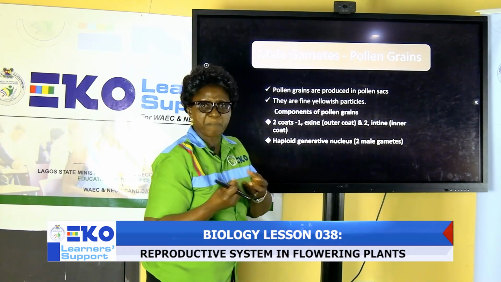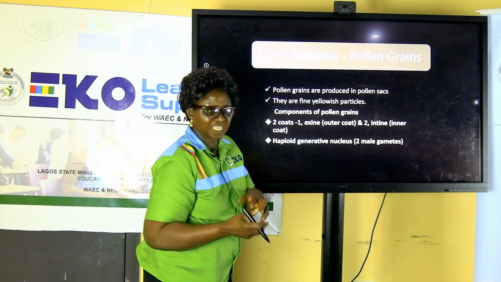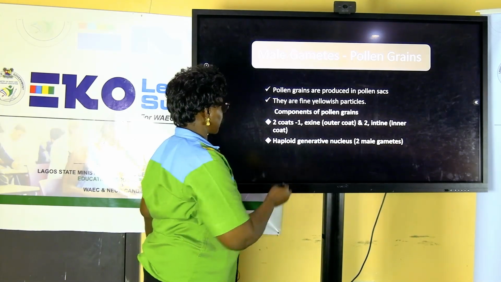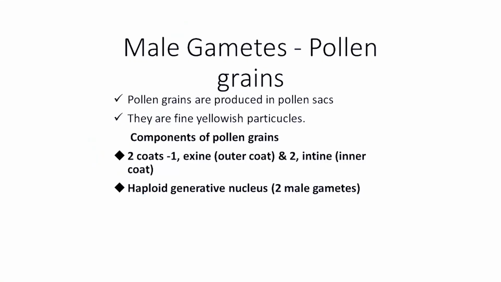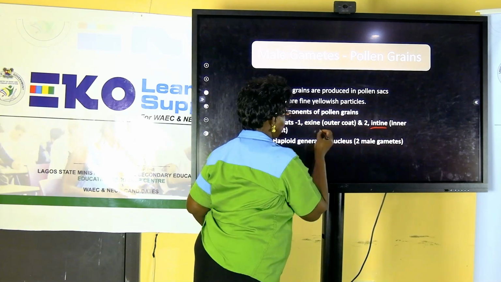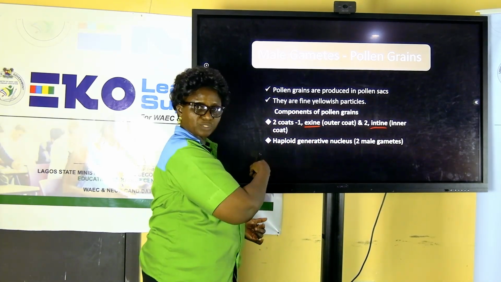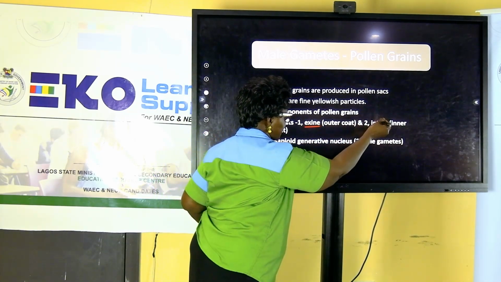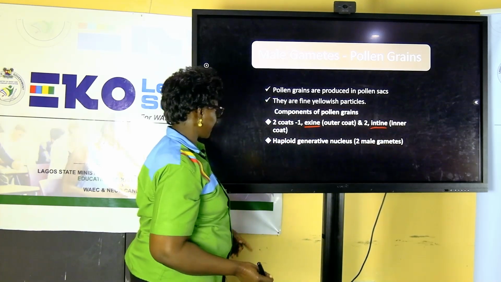They occur like powder. In detail, if we study it, we will come to understand that the pollen grains consist of two parts or two coats. One is the outer part, the other one is the inner one. The outer one, covering it, is called the exine. And we have the innermost part, which is called the intine. Ex for outside or outer, then intine for inner part.